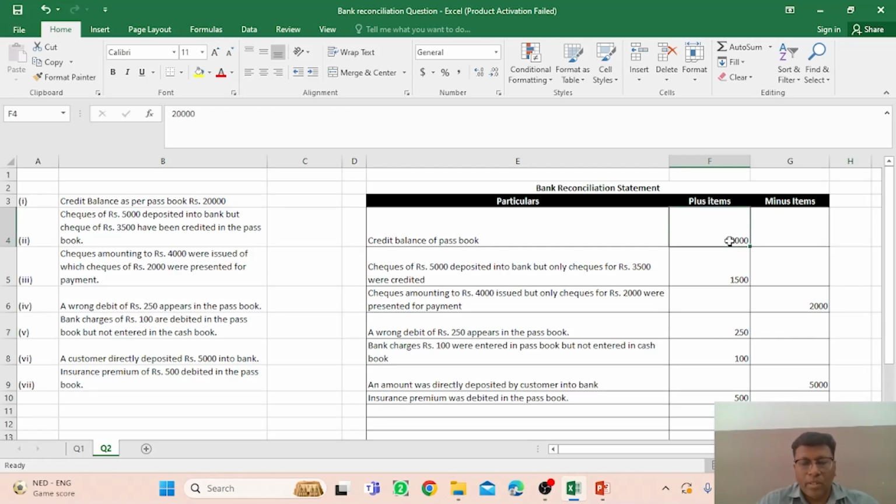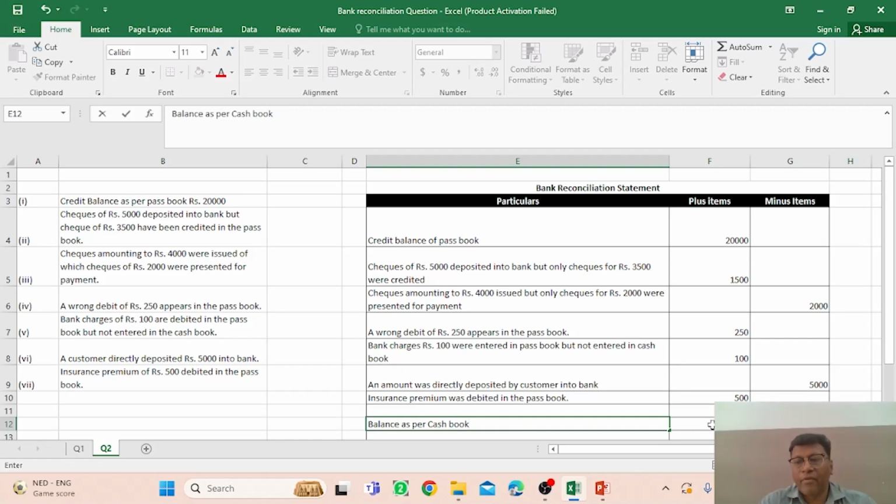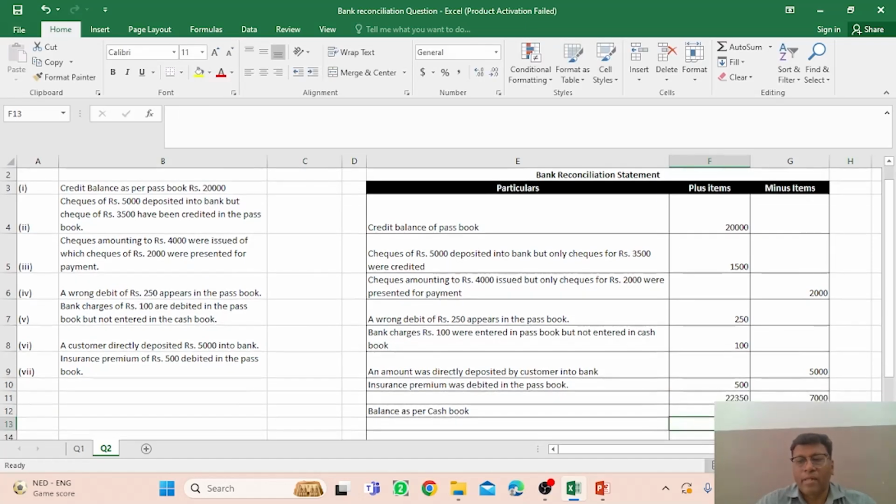So now we have to take the total. This is the total of the plus items, and when you take the total of this side, you find 7,000. And the balance as per cash book now you have, just calculate this one minus this one, and you find 15,350. This is the balance as per cash book.